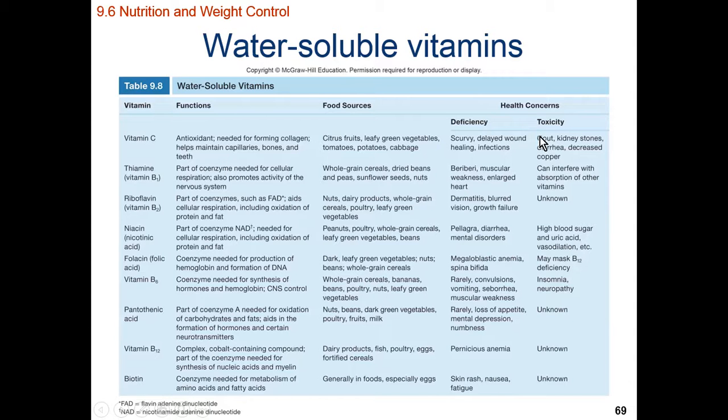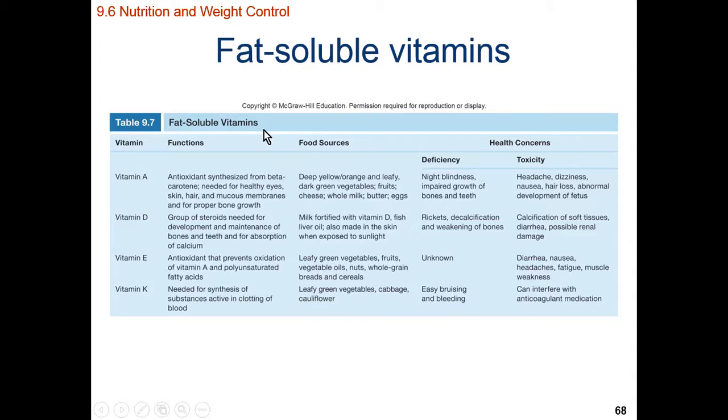But generally speaking, to reach the toxic levels of our water-soluble vitamins, you have to ingest incredibly high amounts of them. There's a reason why there are unknowns listed here for the toxicity levels, because we can urinate out excessive water-soluble vitamins very rapidly. When we look at our fat-soluble vitamins, we know the toxic effects of every fat-soluble vitamin because it's very easy to overdose on fat-soluble vitamins.